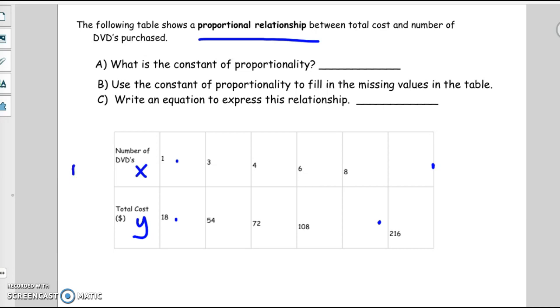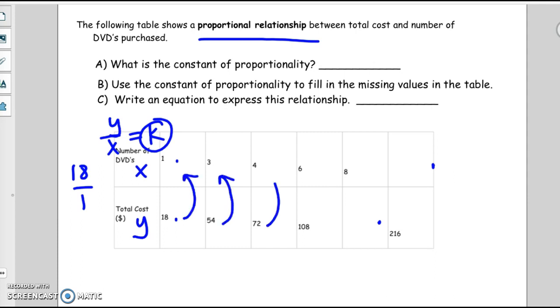So that would be 18 divided by 1. If we're going to do Y over X equals K, and we want to know what the constant of proportionality is, you do Y divided by X on every single one of them. If you do that, and you get the same number, then that is your constant of proportionality. So 18 divided by 1 is 18. 54 divided by 3. Well, 54 divided by 3.